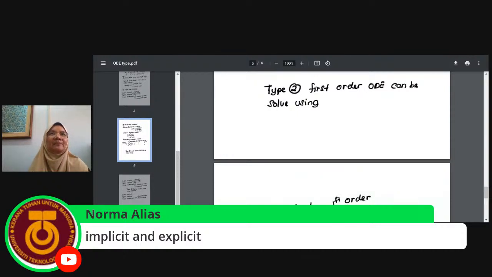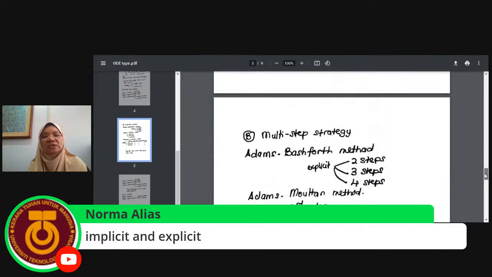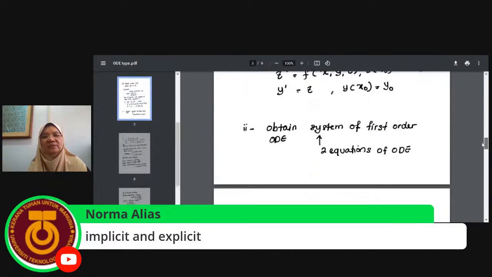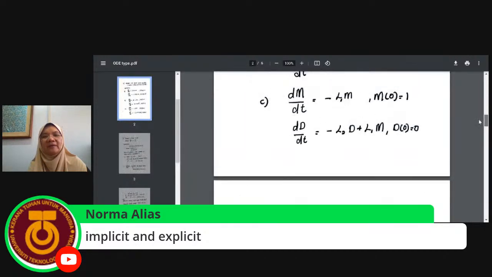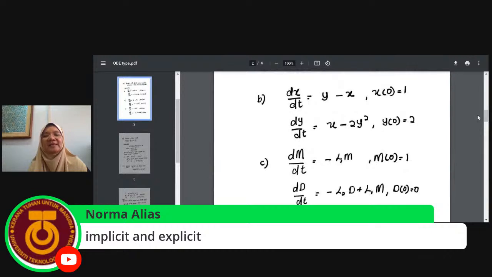The first is the equation of the ODE, first order. The second is a set. What is a set? A set is a combination of two equations, two derivative equations. For example, here, this is a set of ODEs where they combine, the couple, the twins between X and Y and N, M.